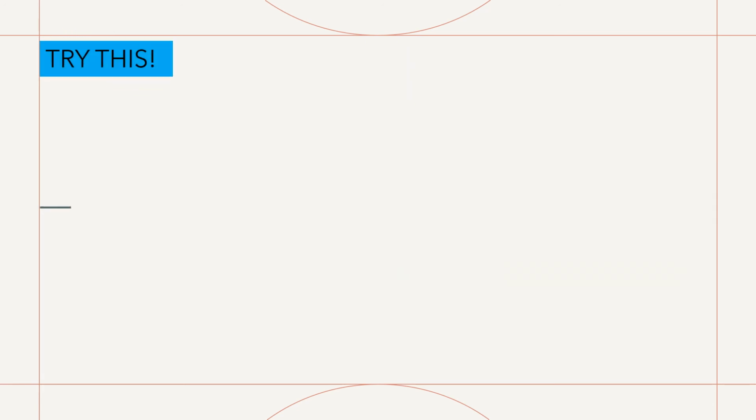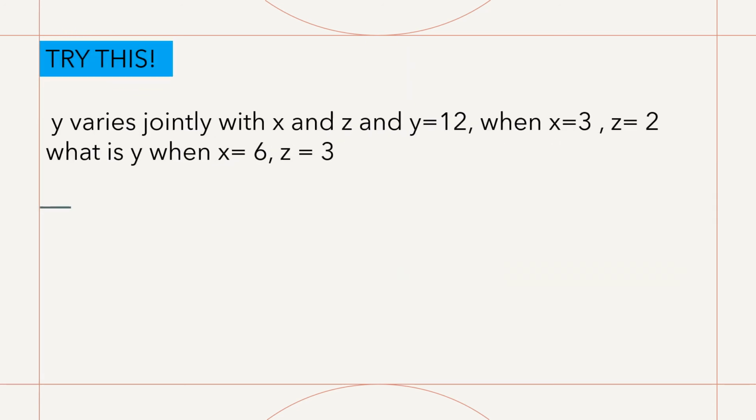Okay, so if you want to try this, Y varies jointly with X and Z, and Y is equal to 12 when X is equal to 3, Z is equal to 2. What is Y when X is equal to 6 and Z is equal to 3? Okay, so the formula is there. Oh, you want to answer first? You can pause the video and just continue if you are ready.